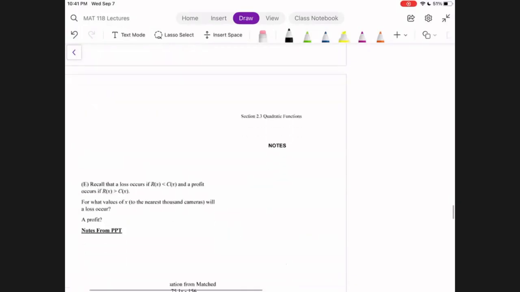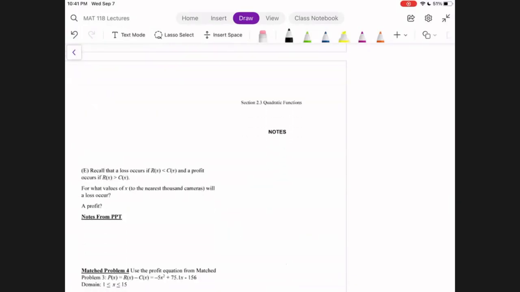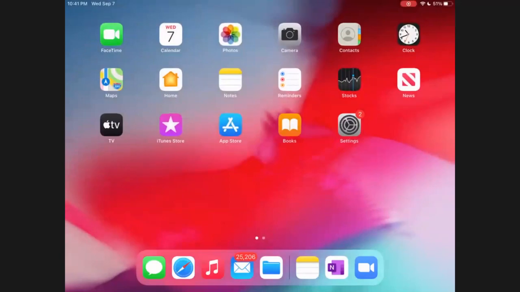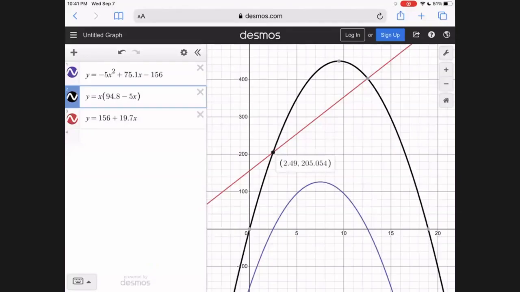Okay. So I hope you enjoyed this. Just think that loss will occur if revenue is less than cost. So that's outside your break-even points. And when does the profit occur? Between your break-even points. Okay. So when would it occur a loss? Outside of those two. So we could say it would occur a loss less than 2.49 and greater than 12.53, but it'll occur a gain between those two.